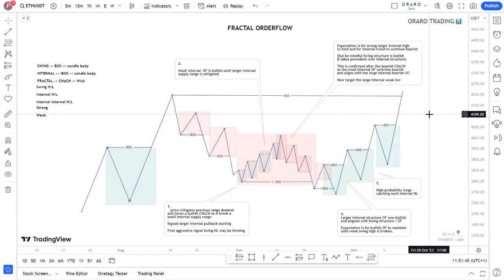All right, so from the previous video, you have been able to understand the basics of order flow.